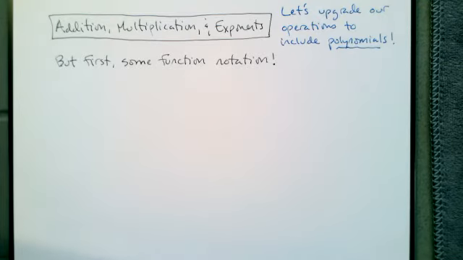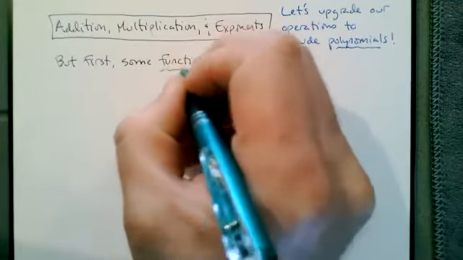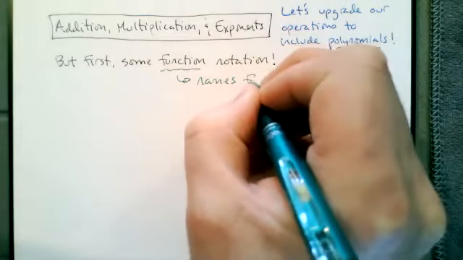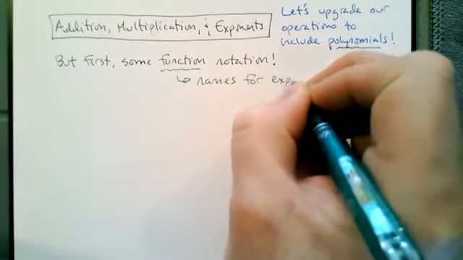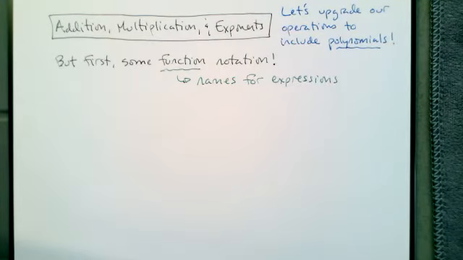When we're talking about function notation, all we're really doing is giving names to expressions that we're going to be working with. That's how we can think of function notation. We are going to give names for expressions. So functions are just going to be names for expressions.